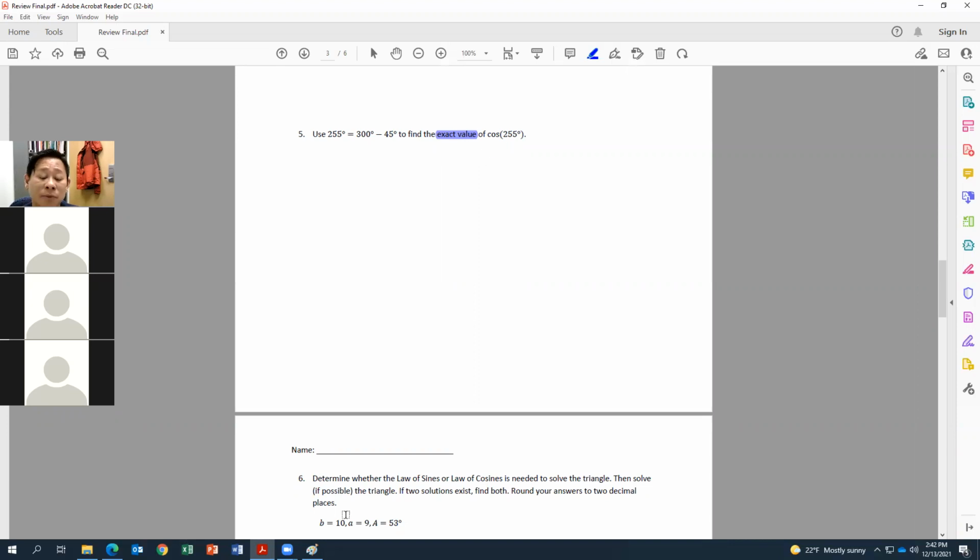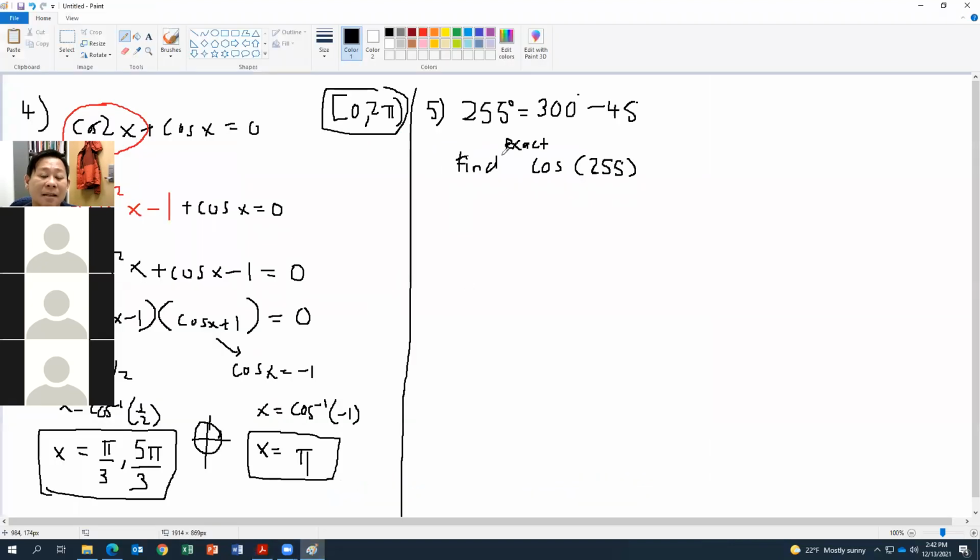value of cosine 255. So the question again asks us to find the exact value for 255. So in this case, do not take out your calculator and press cosine 255 here, and your answer comes out to be -0.2588, and you get 0 on my test. You get nothing.